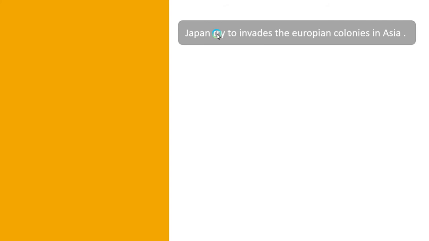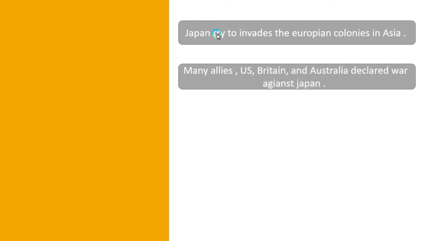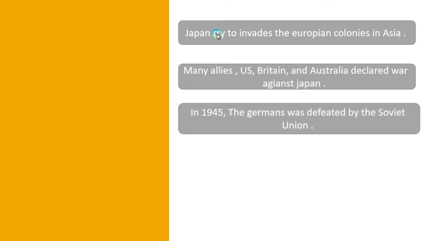After that, in this time, Japan tried to invade European colonies in Asia. Many allies, for example the United States, Britain, and Australia, declared war against Japan because it's not fair to let Japan take all the European colonies in Asia. The European colonies in Asia, for example the Philippines and some places in Singapore, were taken by Japan. But the United States, Britain, and Australia declared war against Japan.